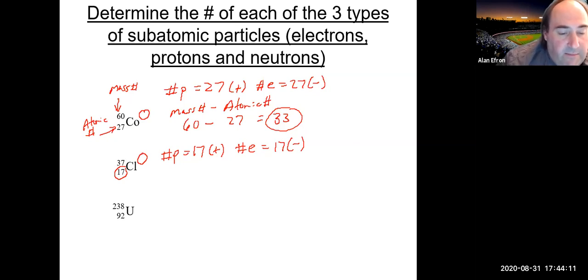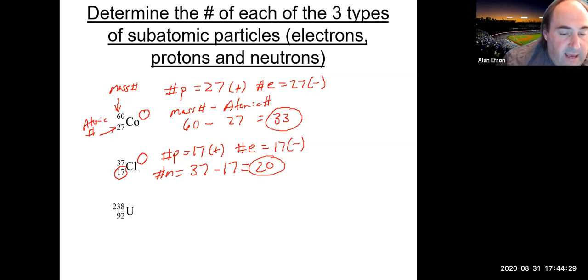And again, our mass number, which is essentially top number minus bottom number. So the number of neutrons would be mass number, which is 37, minus 17, which is our protons. And that looks like a 20 for our neutrons in that particular case.